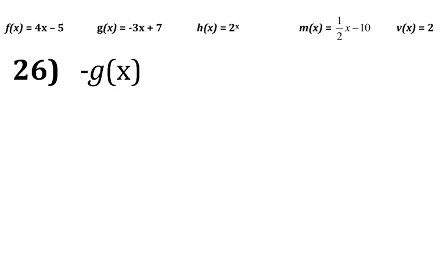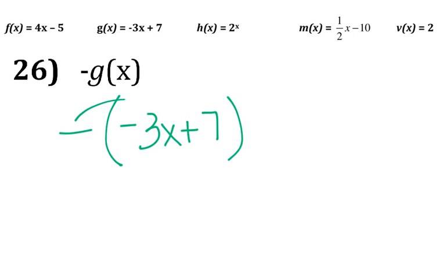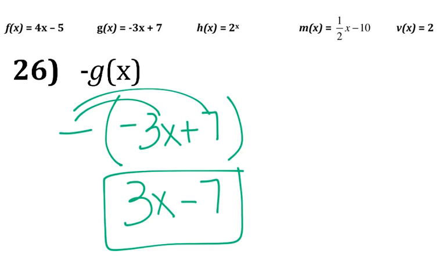Number 26 is negative g of x, or the opposite of g of x. So I'm going to take the opposite of g of x. So I'm going to take the opposite of -3x, and I'm going to take the opposite of 7. And there's nothing I can do because I don't have any like terms, and so that's my answer.